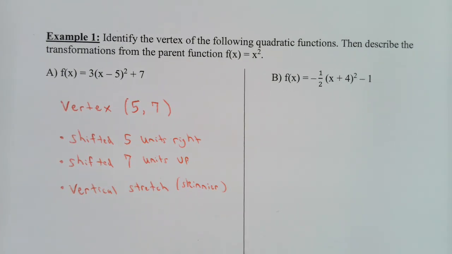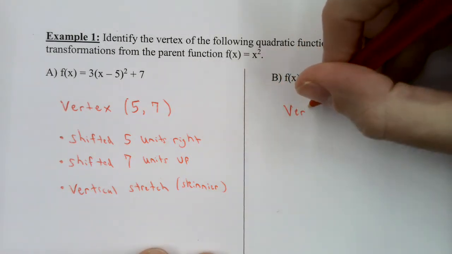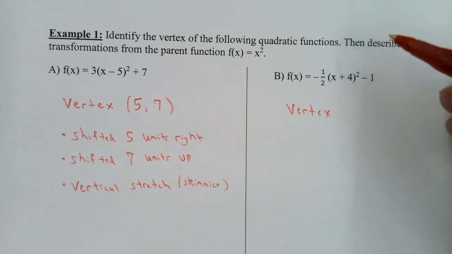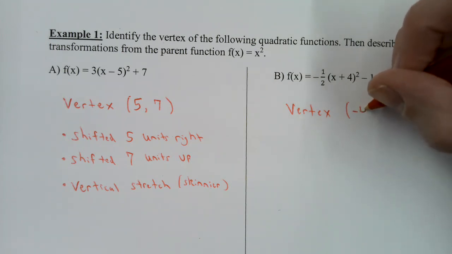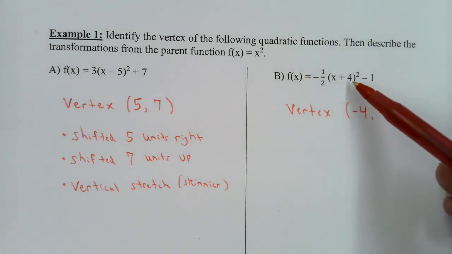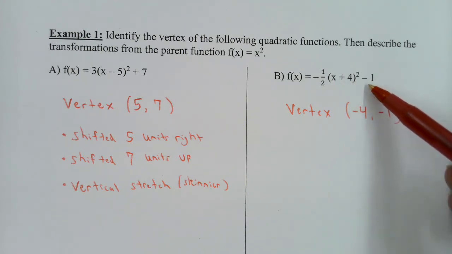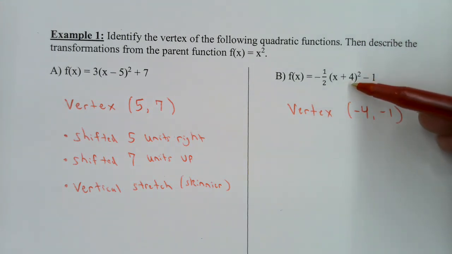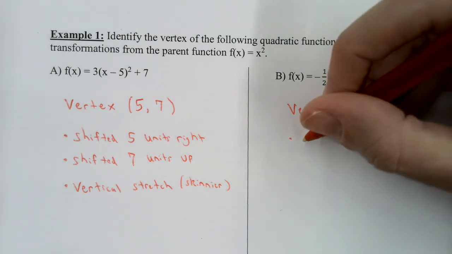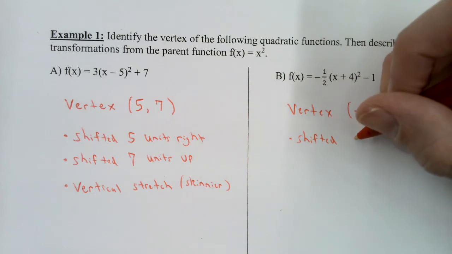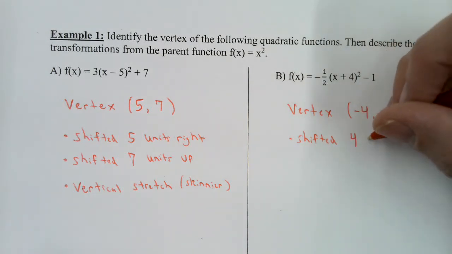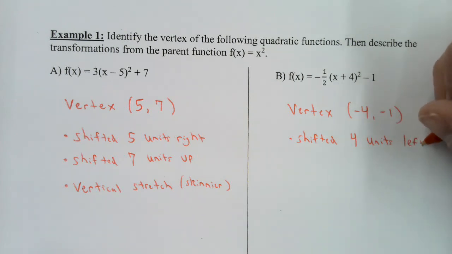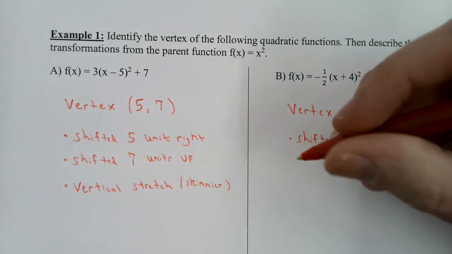Okay, let's try example B. The vertex first. The vertex is h comma k. Take the opposite sign of that. So it'll be negative 4, negative 1. We're taking the opposite sign of that number. So negative 4, comma, negative 1. Now let's describe the shifts from the parent function f of x equals x squared. This is being shifted 4 units to the left. Again, going left or right is the opposite of what you might think. So it's shifted 4 units left, shifted 1 unit down.